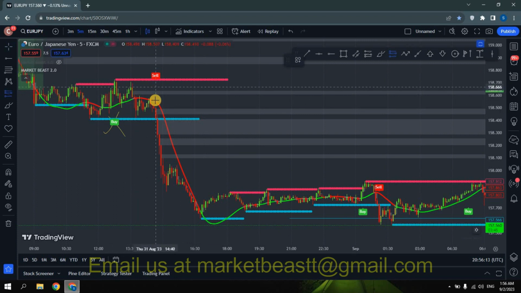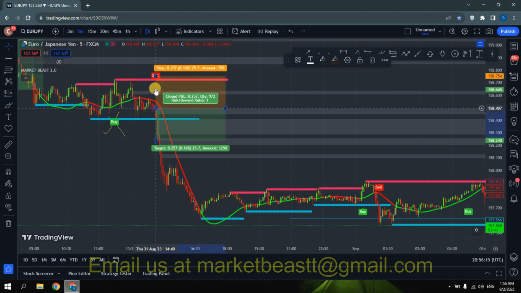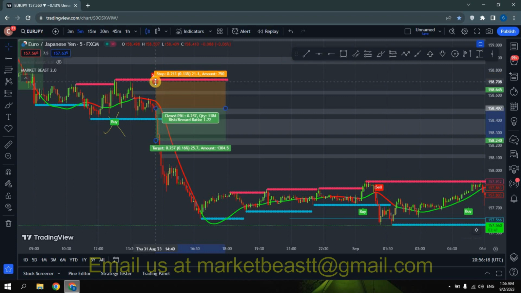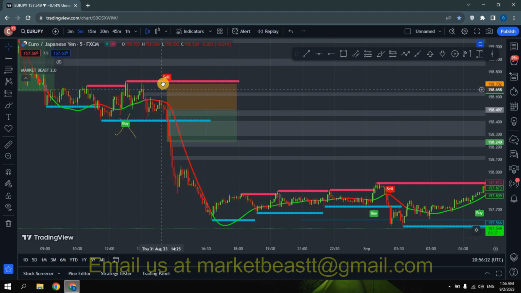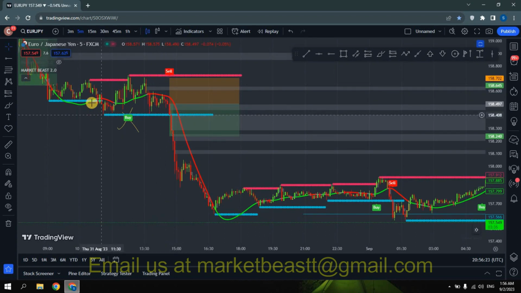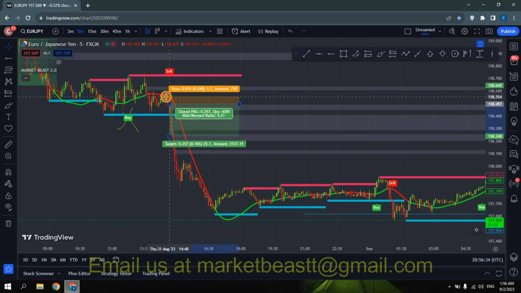So here we got the sell signal. I'm going to check the last swing high. What was our swing high? Now check, this is our support, but it is on our entry. So I'm not going to make this stop loss around this. We can take this much risk.